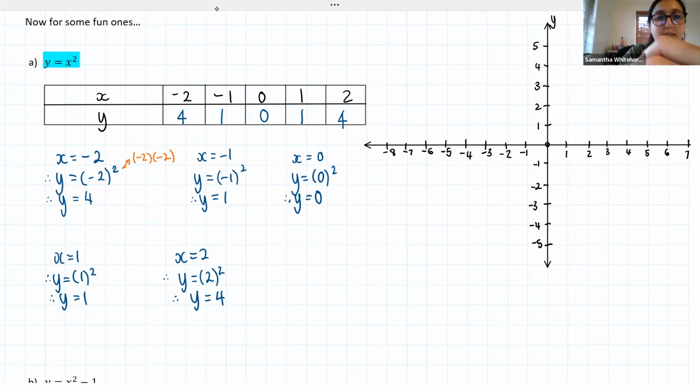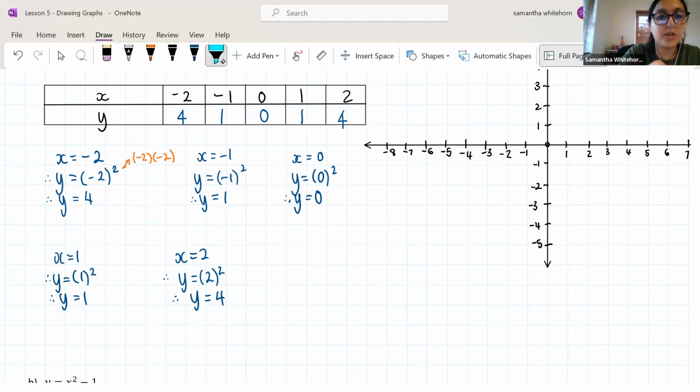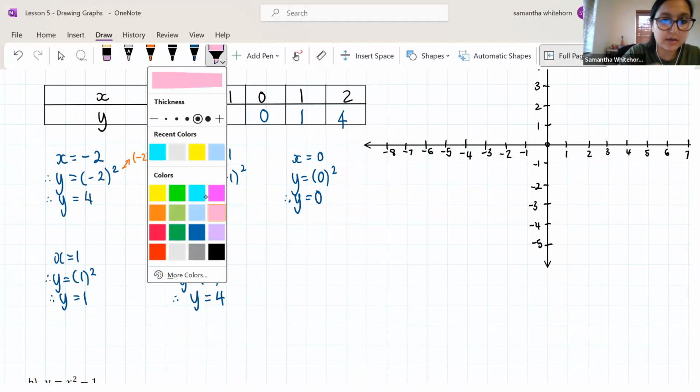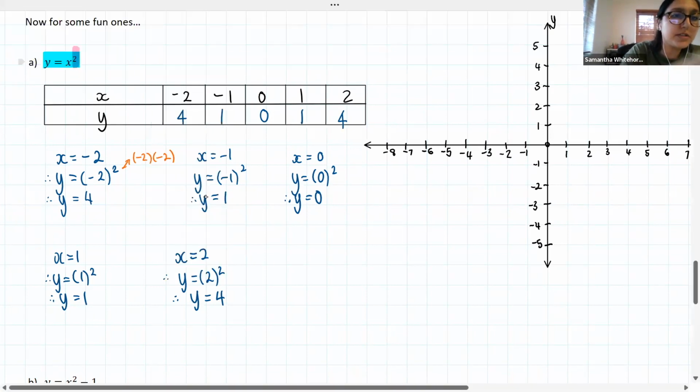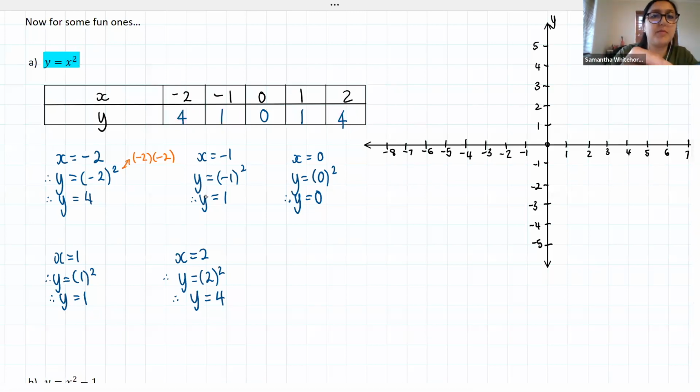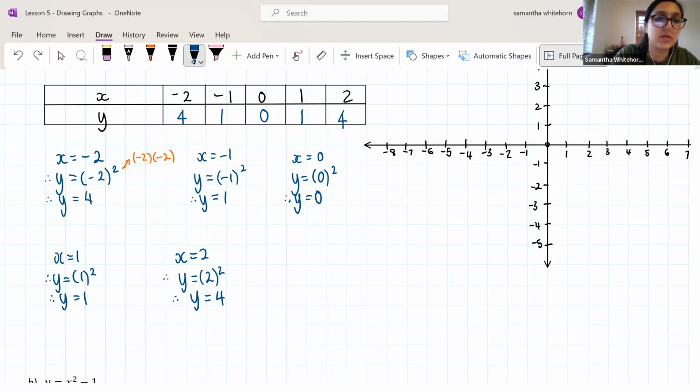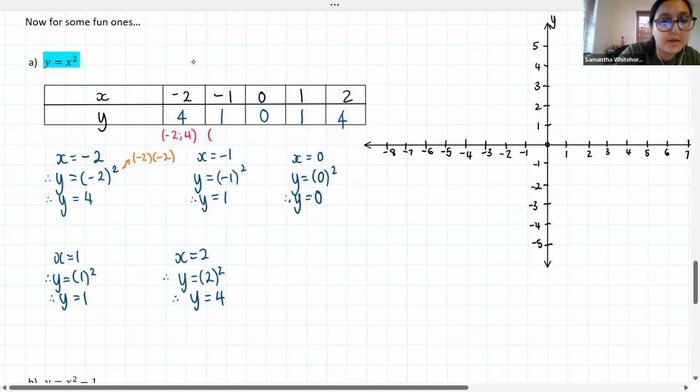So what I want you guys to see is that here, because of the squared, so let's just get some colors going on here, because of the squared, I've got a 4 and a 4, a 1 and a 1. So there's the same answers, negative and positive. And that's going to create an interesting looking graph for us. Remember, we've got some coordinates here that we can now plot. So if we just write our coordinates down for ourselves, negative 2, 4, negative 1, 1, etc., etc.